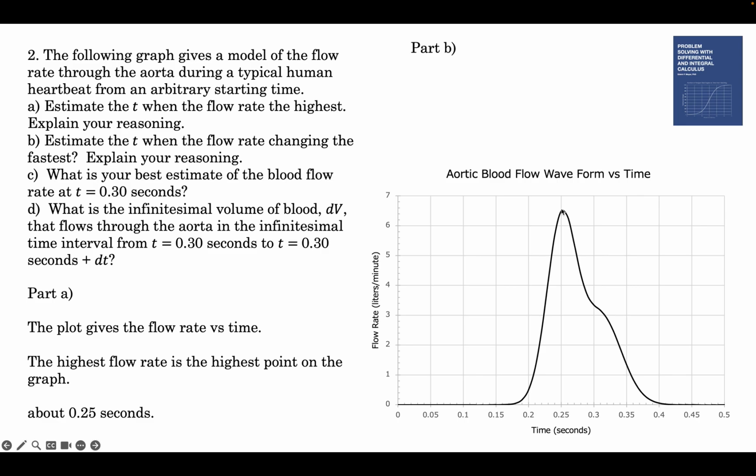Part B asks when the flow rate is changing the fastest. So that's the maximum of |df/dt|. I put absolute value signs there because it says change, it doesn't say increase. When is it changing the fastest? When I go over a little dt, when do I get the biggest df? When does it go up the most for a particular dt?